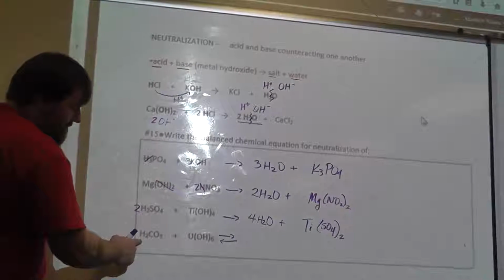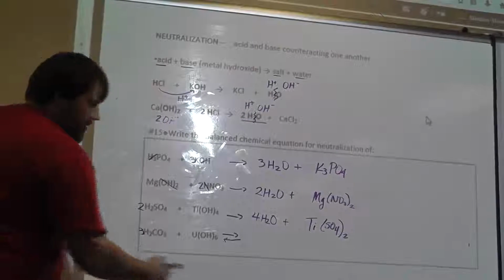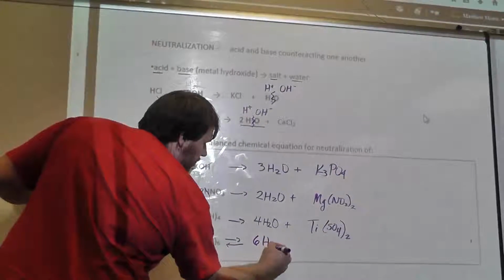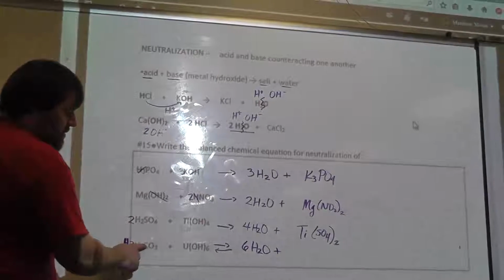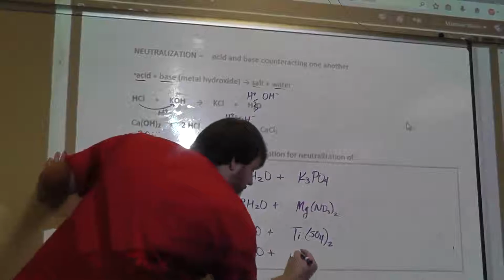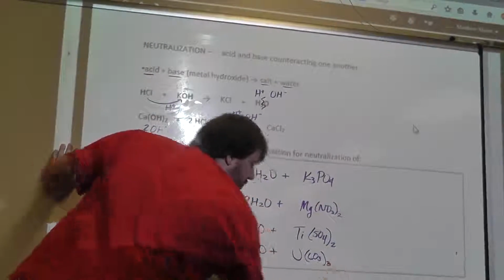I need 6 hydrogens here. So if I put a 3 in front of that, that'll give me 6 hydrogens. 6 hydrogens, 6 hydroxides, 6 water molecules. What I have left then is 3 carbonates and 1 uranium plus 6. So you get a uranium carbonate salt.